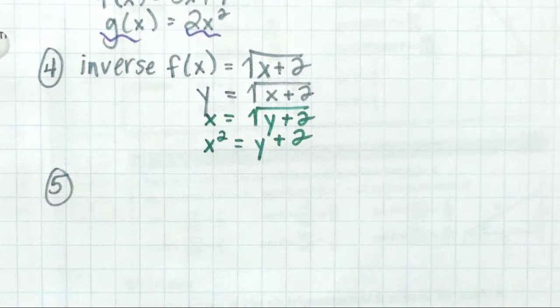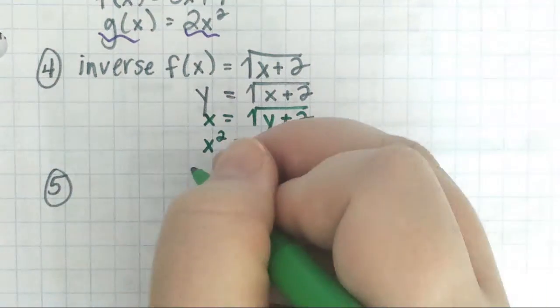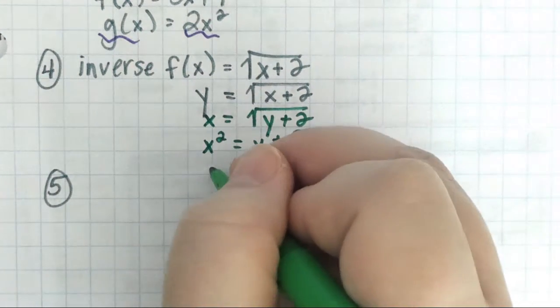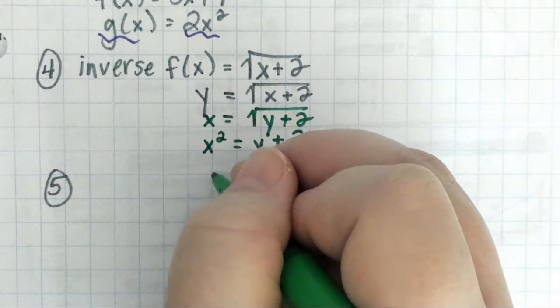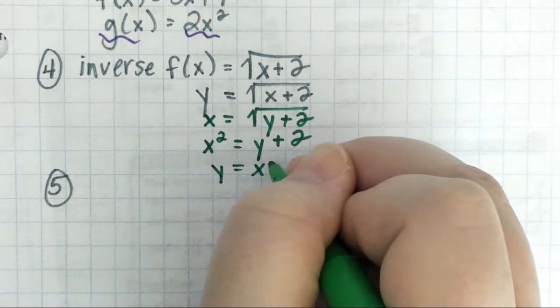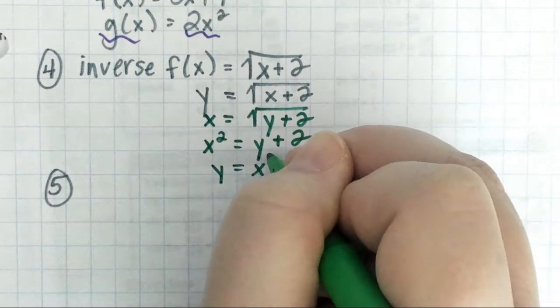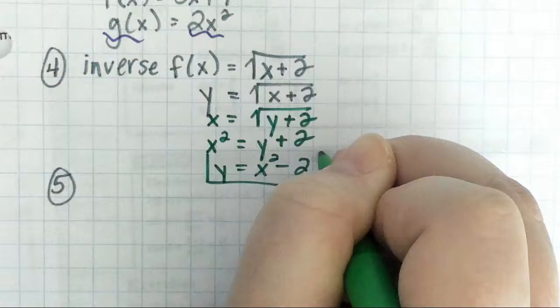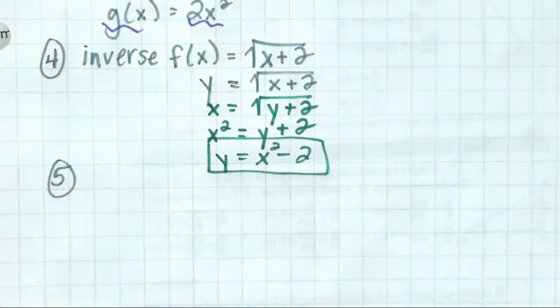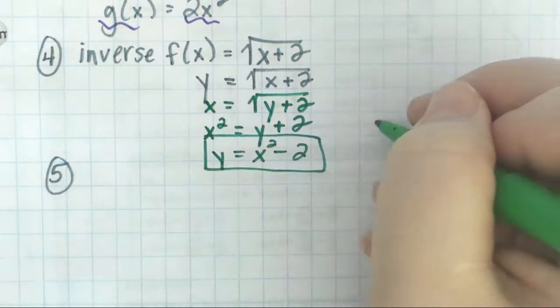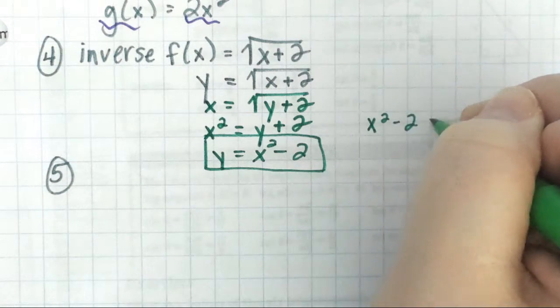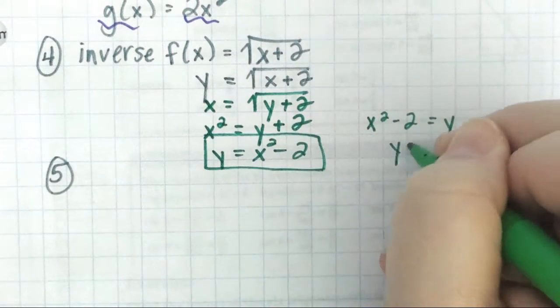Okay, and that's not my final answer. My final answer is y equals what? She said x minus 2, x squared, and you said x squared minus 2. Okay, so when I subtracted 2, I had x squared minus 2 equals y. It's the same thing as y equals x squared minus 2.